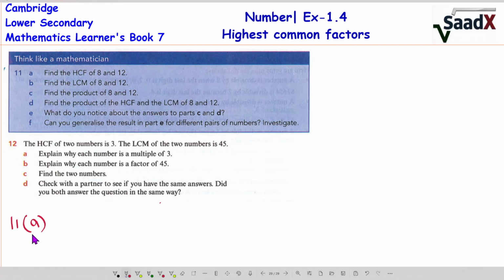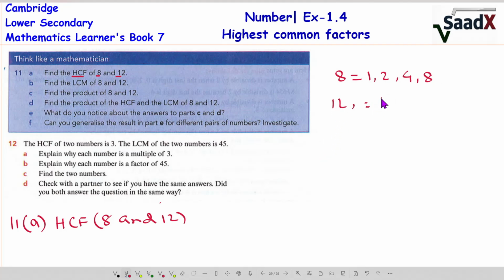Number 11A, find the highest common factor of 8 and 12. So HCF of 8 and 12. What is the highest common factor? Look, 8 we can write as 1, 2, 4, 8, right? And 12 we can write as 1, 2, 3, 4, 6 and 12, right? So what is the highest common factor? Which is 4. So we can write the answer is 4.